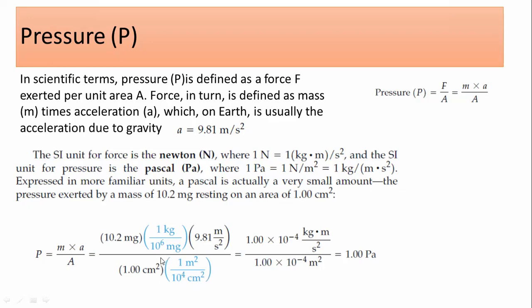This centimeter square is going to be cancelled out in the same way I have explained before. So what is left? Meter square is left. So now when you solve this one, this would be 1 exponent minus 4, and again this would also be 1 exponent minus 4. What is left? Kilogram meter per second square. This is the meter square.